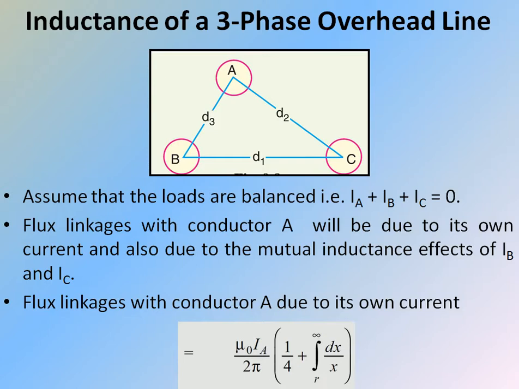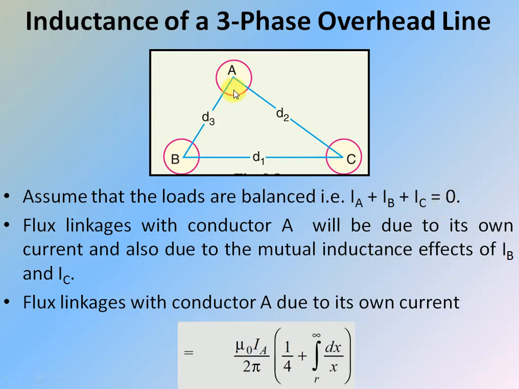While determining the inductance of three-phase overhead line, it is assumed that the load is a balanced one. If the load is balanced one, then definitely the sum of the currents, that is IA, IB and IC, which are flowing through all these phase conductors is equal to 0. It is clearly shown here.